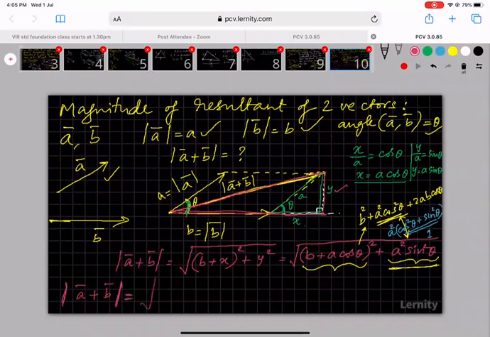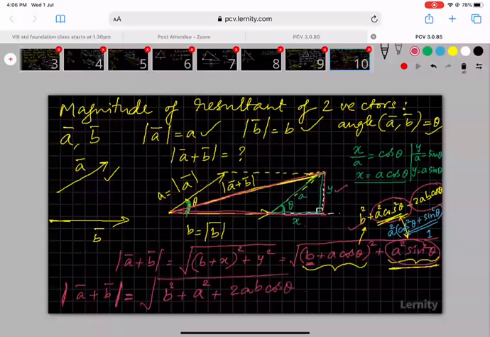square root of, what do you have? B square, this one, okay, b square plus a square cos square theta plus a square sin square theta is a square plus, what is left? 2ab cos theta. Okay, if you know the magnitude of two vectors to be added and the angle between them, theta, then the magnitude of their resultant is given by square root of a square plus b square plus 2ab cos theta.